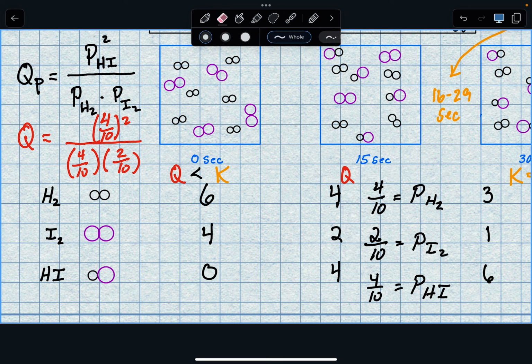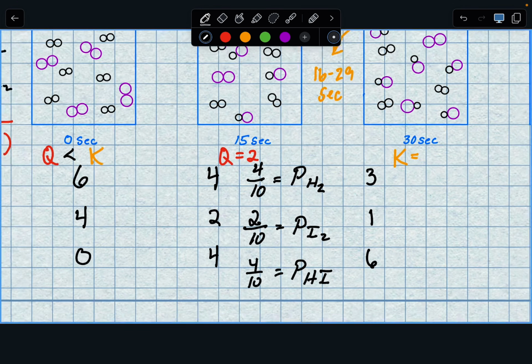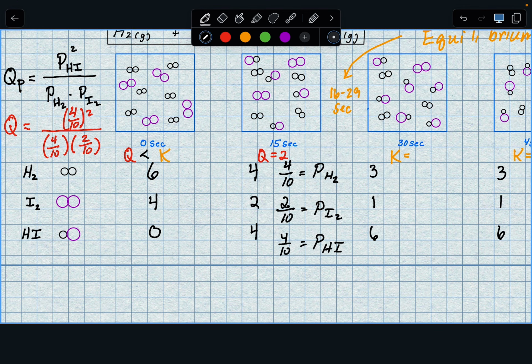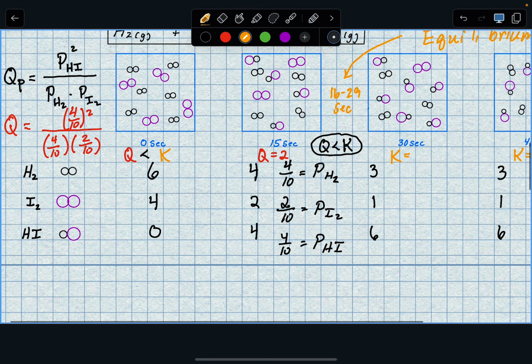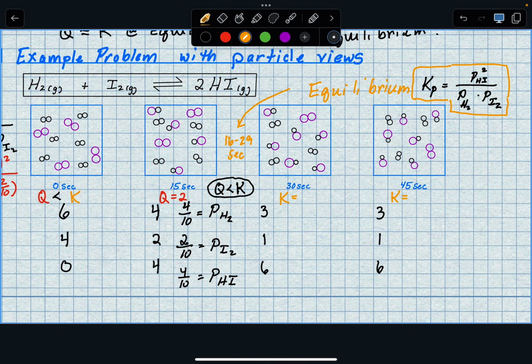What happens when we're done here is that Q is going to equal 2. So Q is equal to 2 right here, and what that means, again, is Q is less than K. So again, we have to shift right and create more products. So then what is the K value? How do we know that it's going to be less than it?